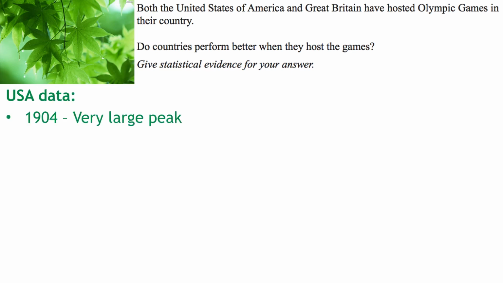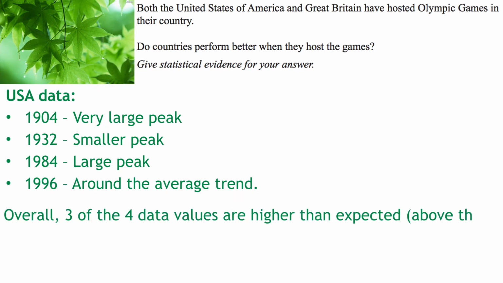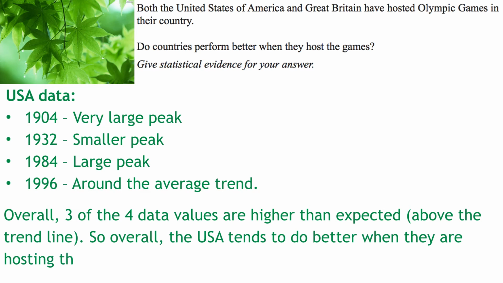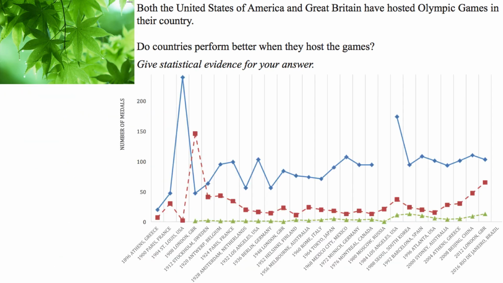So we want to say, well, in 1904 there's a very large peak, 1932 a smaller peak, 84 a large peak, and 96 around the average. So that means three of our four data values are higher than we expected. They're above the trend line. So overall, they do tend, notice that word tend, to do better when they're hosting. Okay, so that's the United States.